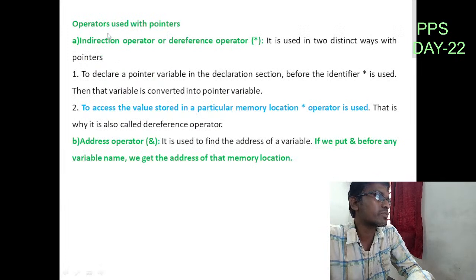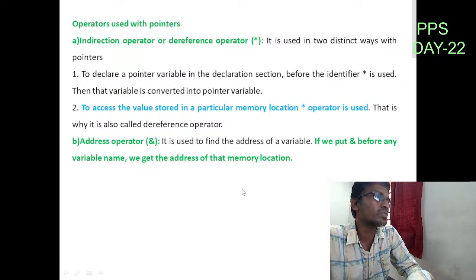Now let us see the next one, operators. What operators can be used with pointers? You have to use two types of operators, that is the star operator and the address-of operator. What does the star operator indicate? It is called an indirection operator or a dereference operator.